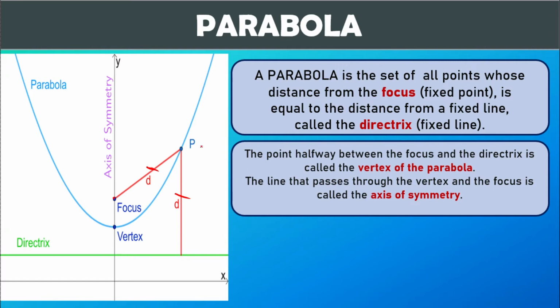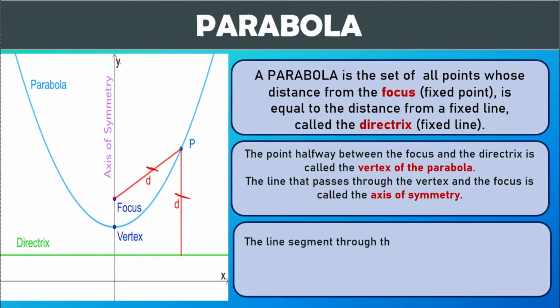The line that passes through the vertex and the focus is called the axis of symmetry. So itong line na to, axis of symmetry, passes through the focus and the vertex. Tinatawag na axis of symmetry because it divides the parabola into two equal parts. So this part na to, tapos ito, ay mirror image siya because of the axis of symmetry.